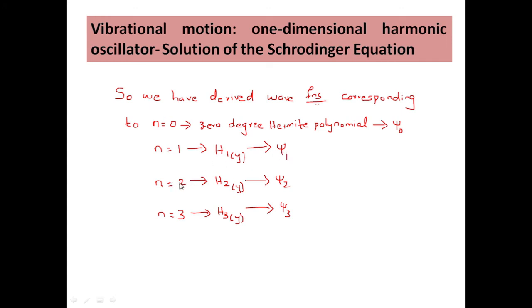And for the wave function corresponding to n is equal to 2, we got the Hermite polynomial of second degree from which we got psi 2. And the wave function corresponding to n equal to 3, Hermite polynomial of third degree, and we got psi 3. So, thank you.